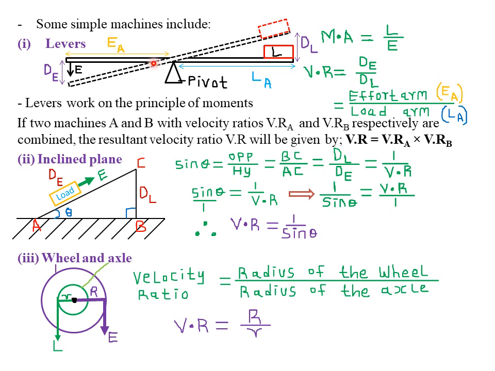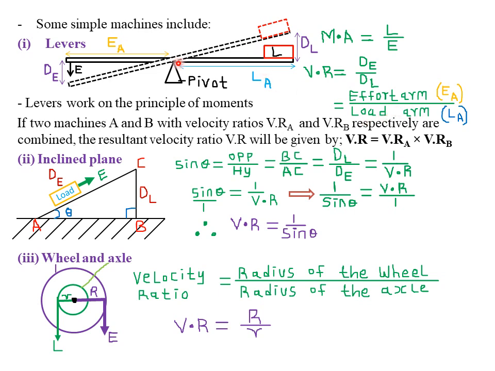Because those triangles are similar, if we use similarity that we usually learn in mathematics, you realize that the distance moved by the effort corresponds to the effort arm, and the distance moved by the load corresponds to the load arm. Therefore, velocity ratio can be given by either the effort distance divided by the load distance, or by the length of the effort arm, EA, divided by the length of the load arm.